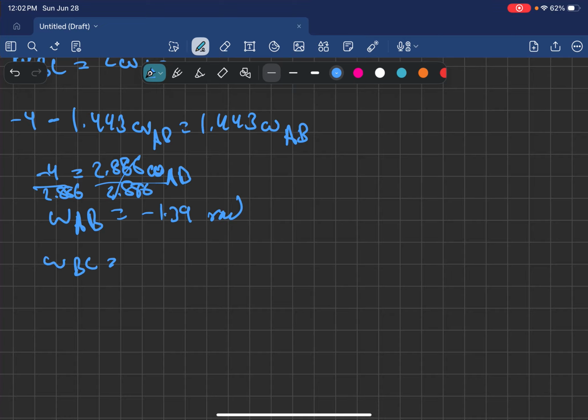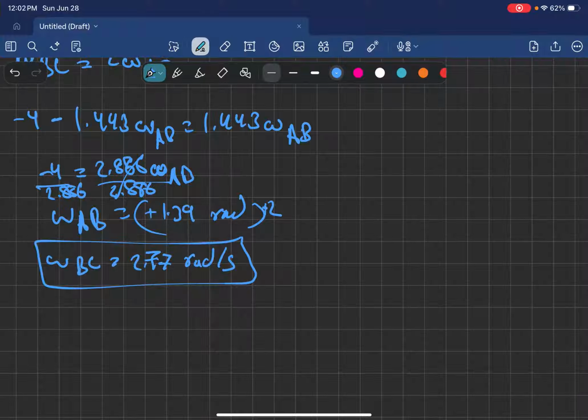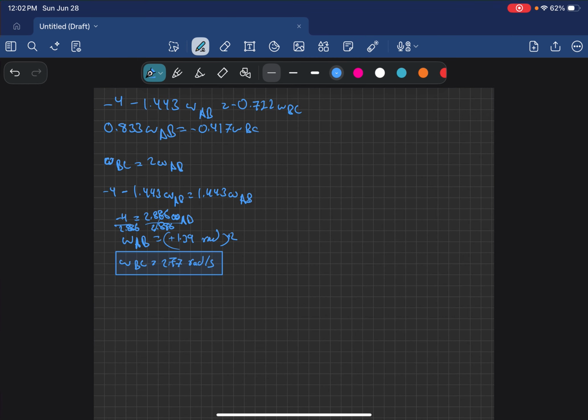Angular velocity of BC equals, and then you would get something like 2.2, and then those return positive 0.77 radians, and that's about it.